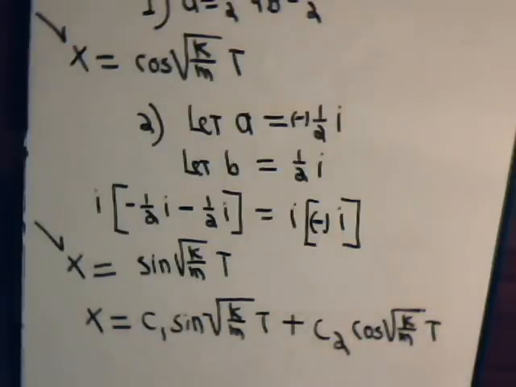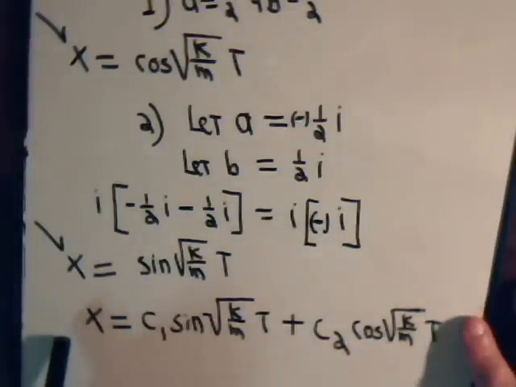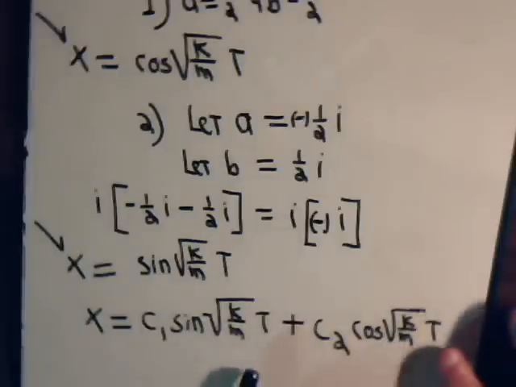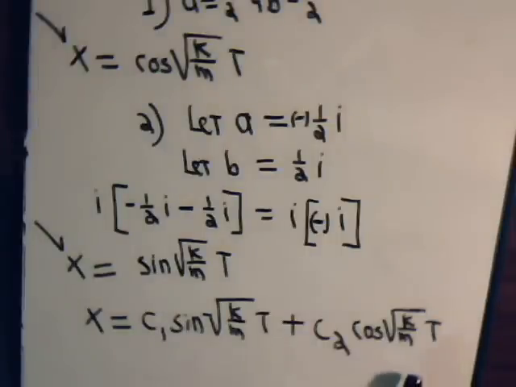So now we have the position of the block at any time t in terms of trig functions, and there's no more i in here, so this is a real function. It's not a complex function. So this is what we get now for the position of the block at any time t.